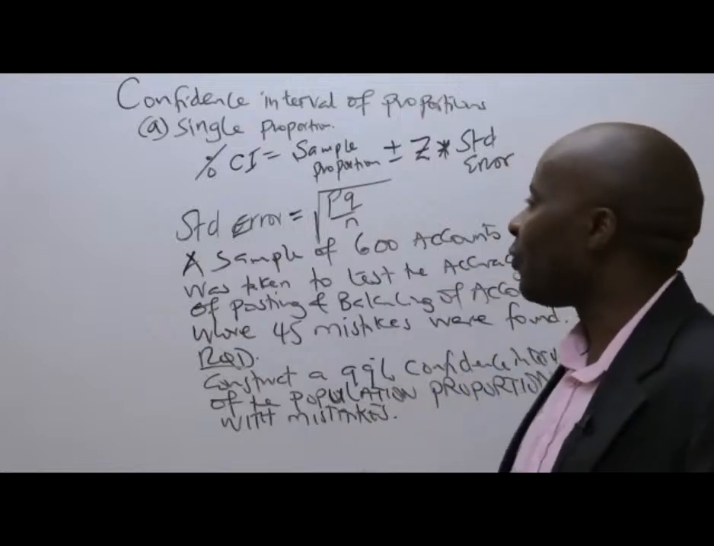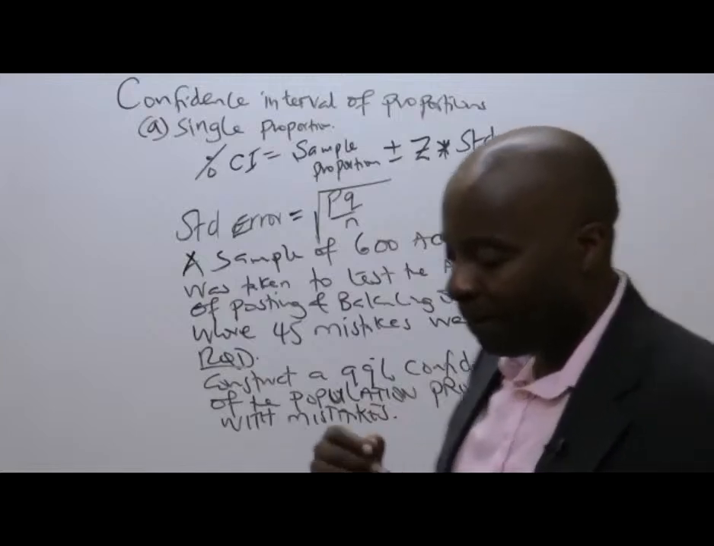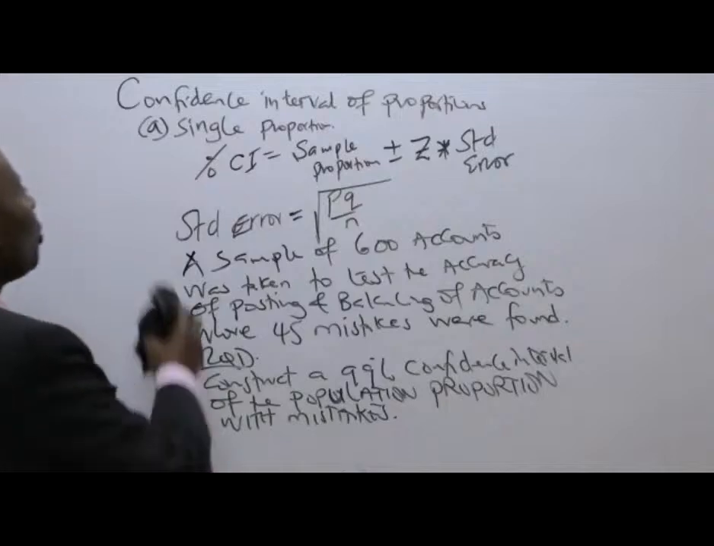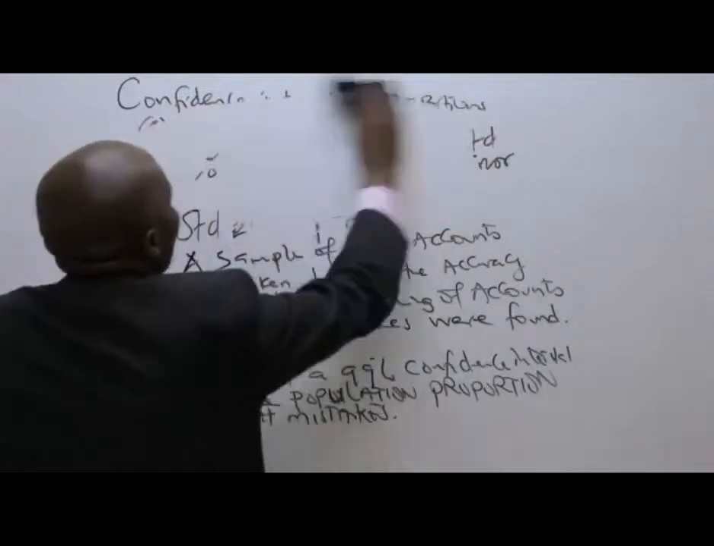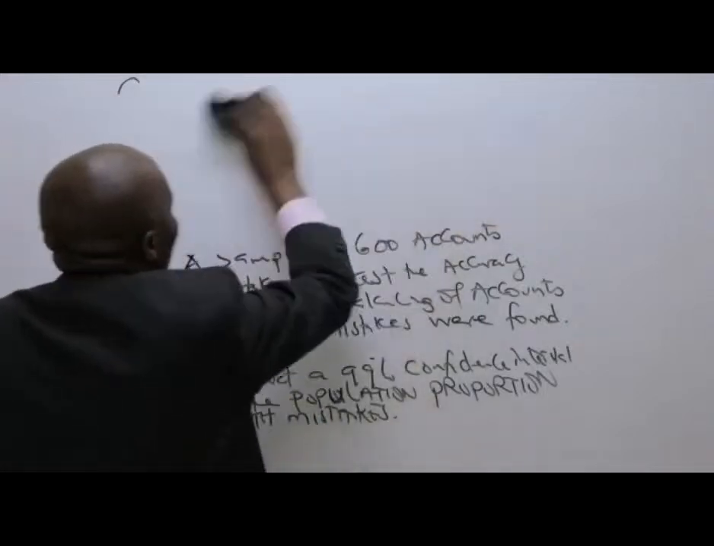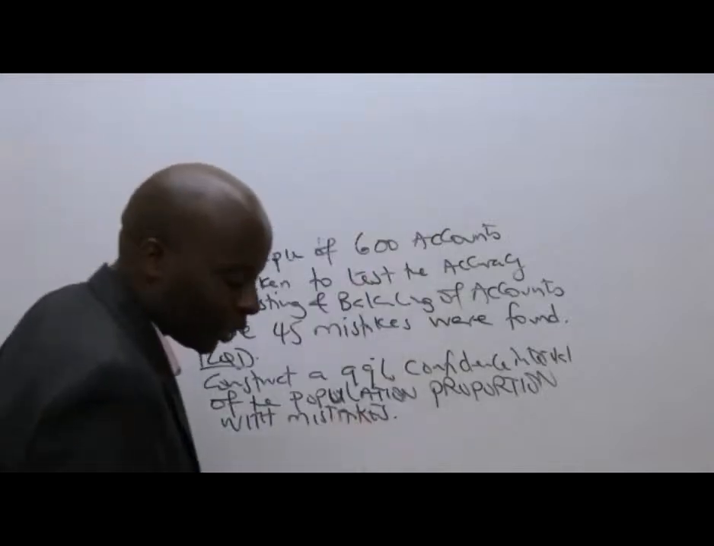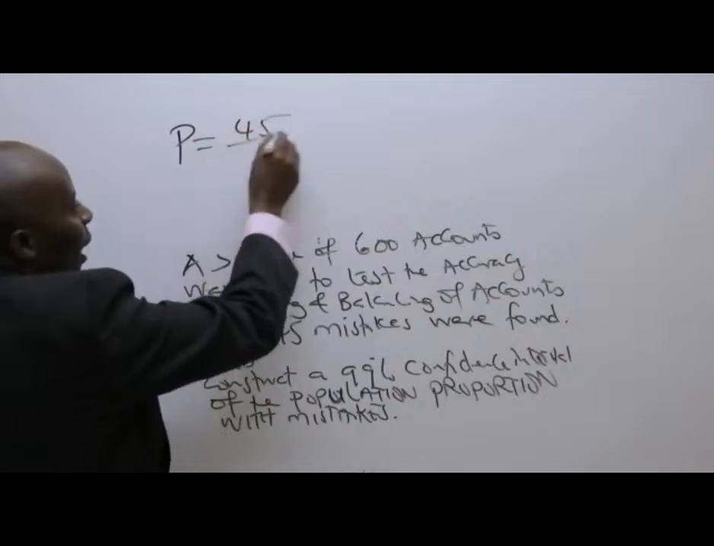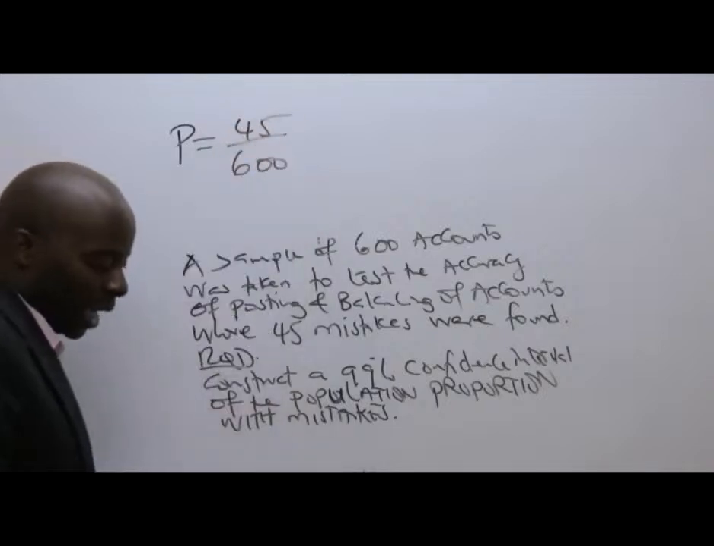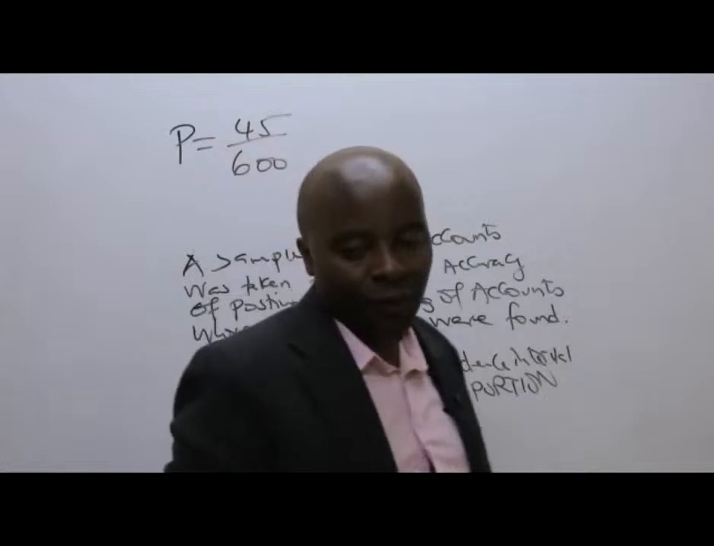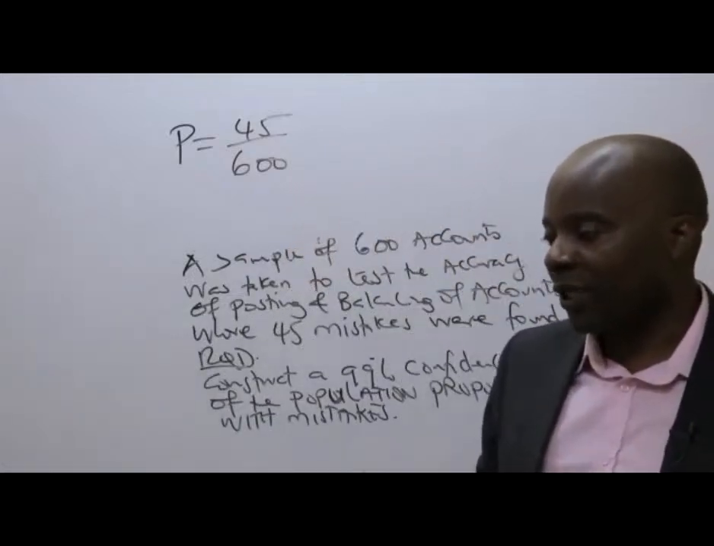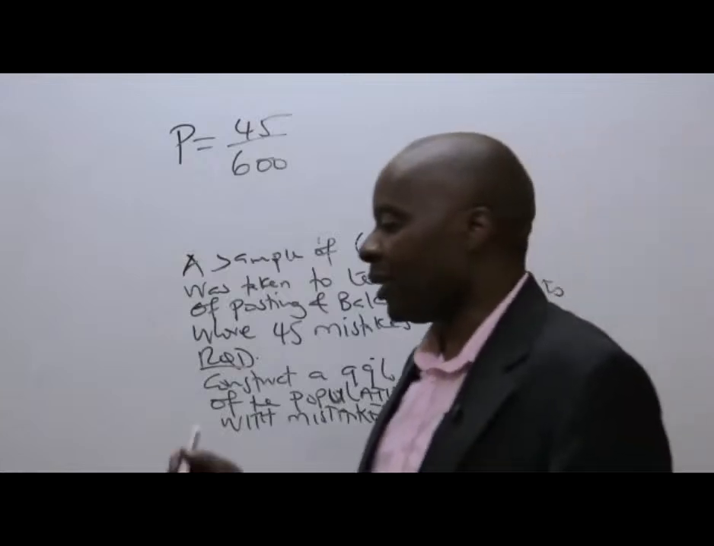So give me the sample proportion with mistakes. The sample proportion here with mistakes will be 45 out of 600. So could you kindly give me this figure? What is 45 over 600? I can see HP man giving me 0.075.